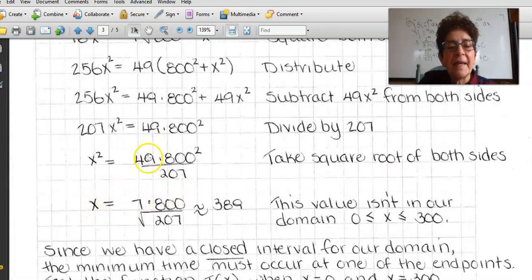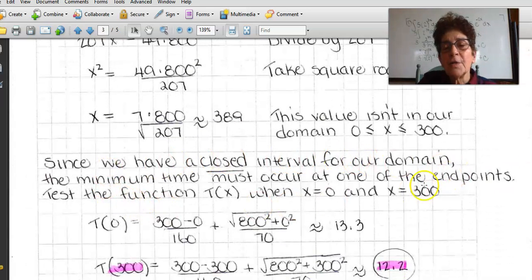Let's do a little thinking first. 49 is a perfect square. Its square root is 7. 800 squared, the square root of that is 800. So I get 7 times 800 over the square root of 207. Now I can break out my calculator and evaluate this, and I get about 389. So if you remember, our domain for x went from 0 to 300, so this value isn't in the domain.